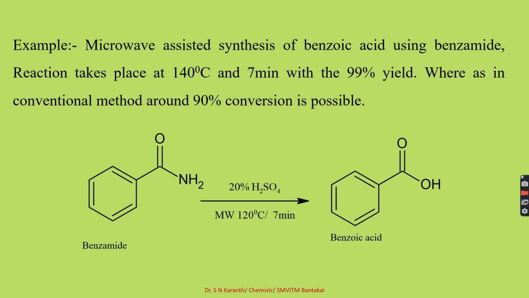Coming to the examples, I'll quote one or two examples of microwave synthesis. The microwave assisted synthesis of benzoic acid using benzamide. Here the reaction usually takes place at 140 degrees Celsius and takes 7 minutes. Within that 7 minutes, 99% conversion is possible. That is, the yield we get by this microwave synthesis is more compared to the conventional method. In the conventional method, we can achieve only 90% conversion.